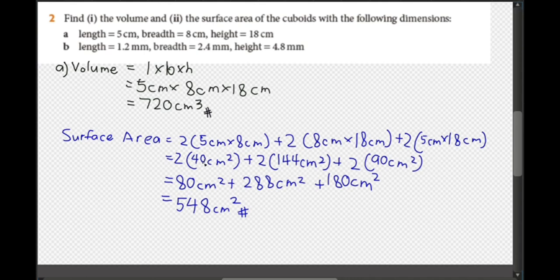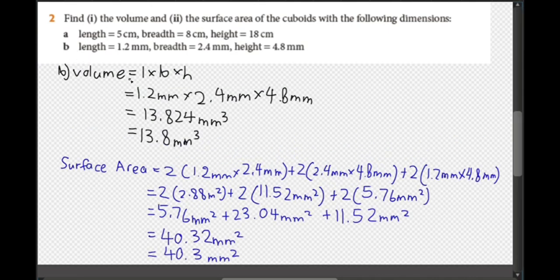Okay, hence we will get 2 of 40 cm squared plus 2 of 144 cm squared plus 2 of 90 cm squared, which equals 80 cm squared plus 288 cm squared plus 180 cm squared, which we add all together, and we will get 548 cm squared. Hence, 548 cm squared is the surface area of cuboid A.